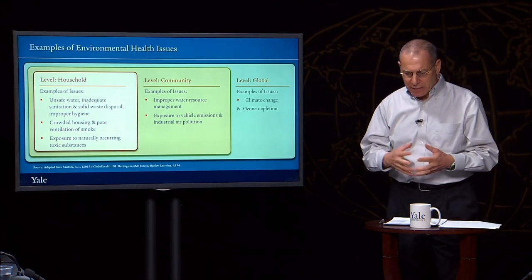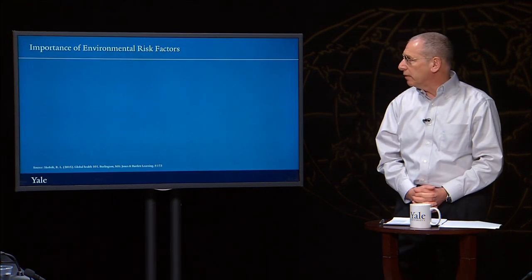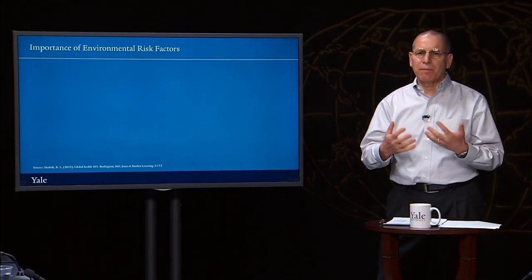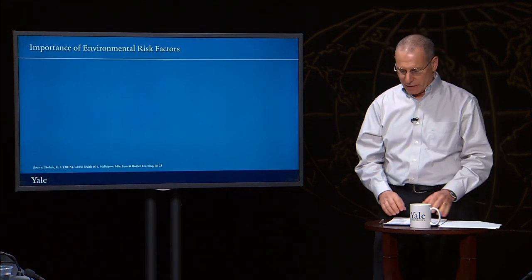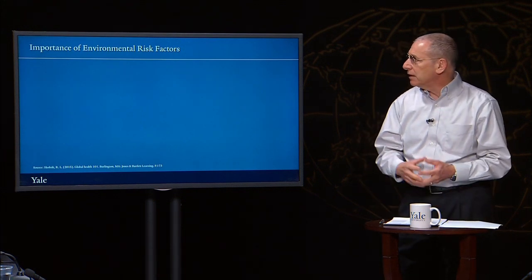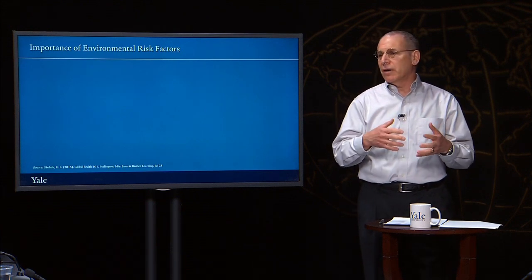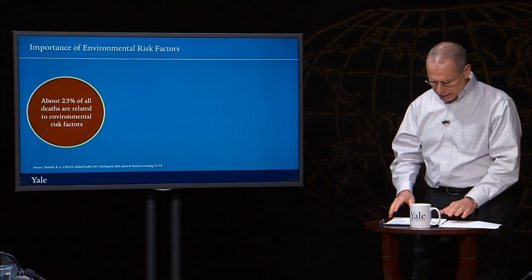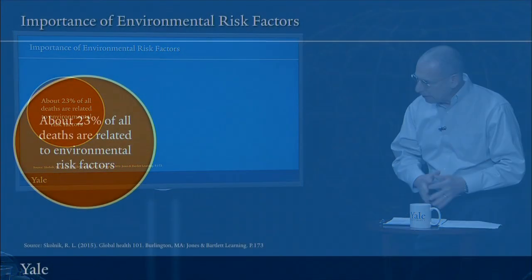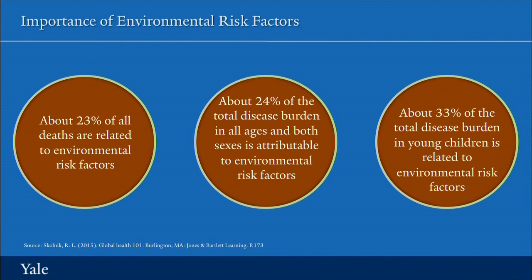Now let's talk for a second about the importance of environmental health factors to the overall burden of disease. There are a number of organizations, including the World Health Organization and the Institute of Health Metrics and Evaluation, that have made estimates of the extent to which environmental risk factors are important for the burdens of illness and death that we face today. I think the World Health Organization has suggested that about 23% of all deaths are related to environmental risk factors.